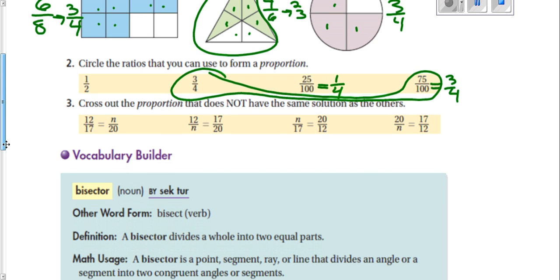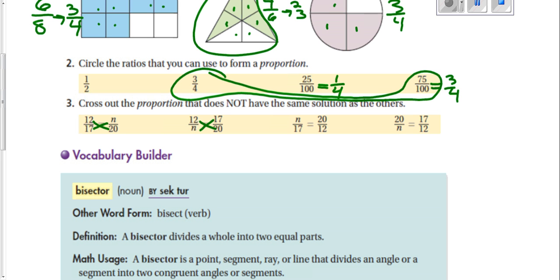All right, number 3, cross out the proportion that does not have the same solution as the others. Now, you can sit here and solve them all to see which one doesn't work. That's a long way, but it will work. Or let's think logically. If I look at this first one and I cross multiply, which number am I multiplying my variable by? By the 17. Take a look at my second one. If I cross multiply, which number am I multiplying my variable by? 17. All right, so clearly those two work, so I'm good to go.